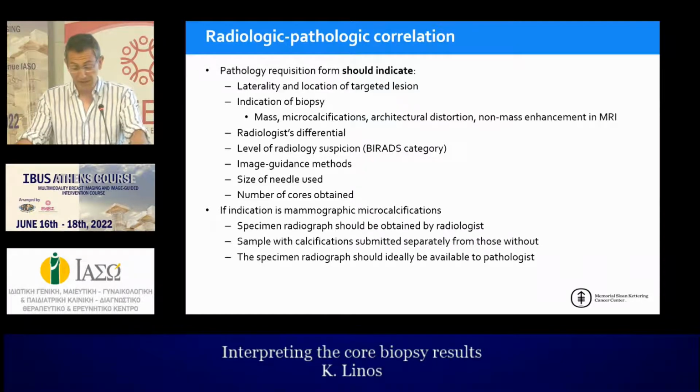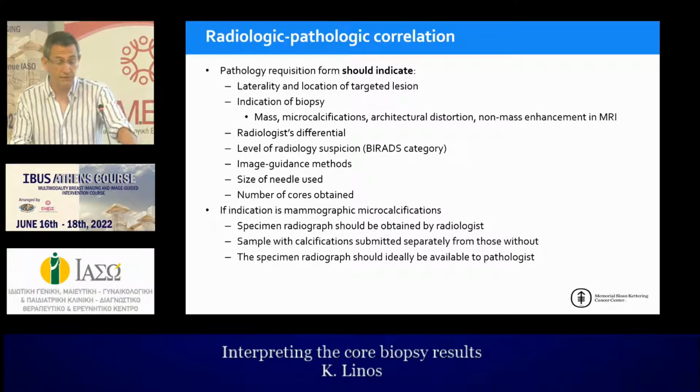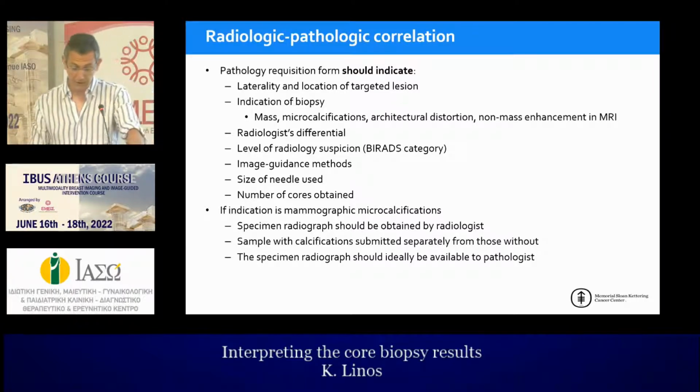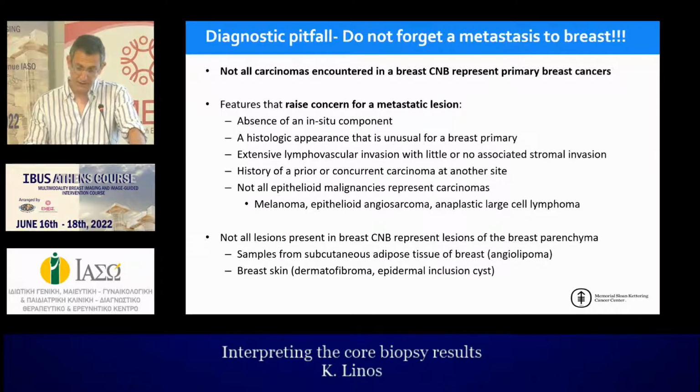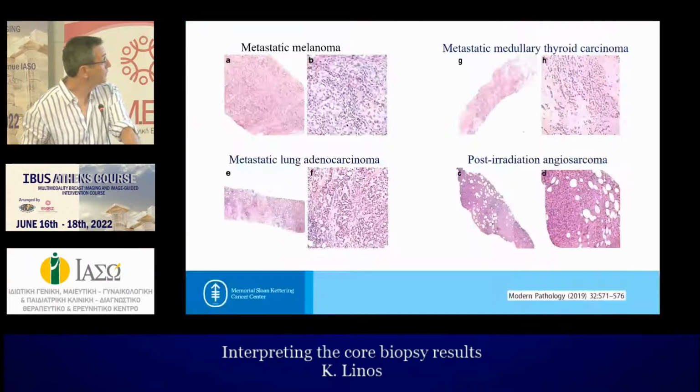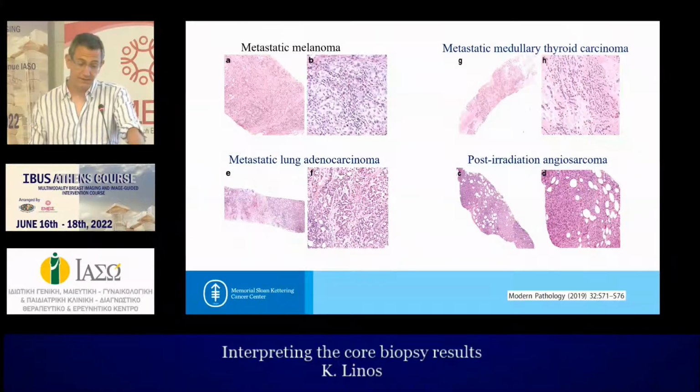The other thing is that when you do a core needle biopsy, not all lesions are actually from the breast parenchyma. You can actually sample something that is in the subcutis, in the subcutaneous tissue. For example, that's very frequent. You see angiolipomas there. Or you can sample a breast skin lesion like a dermatofibroma or just a simple cyst. And just to give you a few examples, these were core needle biopsies for presumably primary breast carcinoma, but they end up to be something different.